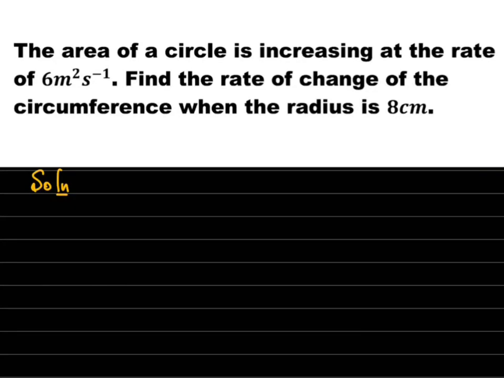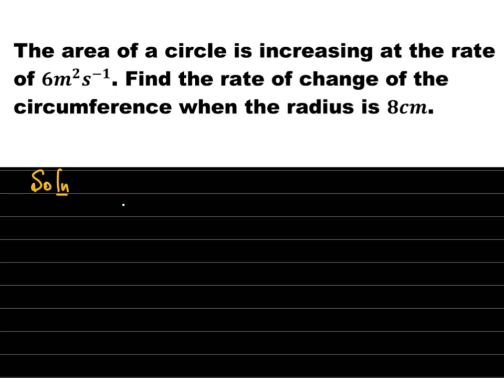Hey guys, a very good question under application of differential calculus. The area of a circle is increasing at a rate of 6 meters square per second. Find the rate of change of the circumference when the radius is 8 centimeters. As soon as you hear rate of change, you know it is differentiation with respect to t.